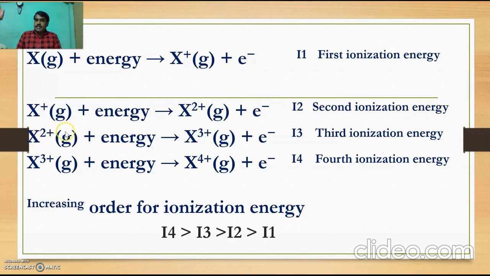Here the electron is removed from the dication, that is the number 3 electron. Then it is called the third ionization energy. Here the electron is removed from the trication, that is the fourth electron. Then it is called the fourth ionization energy, and it is denoted by I1, I2, I3, I4. The increasing order of ionization energy is always: fourth ionization energy is greater than third, third is greater than second, and second ionization energy is greater than first ionization energy.